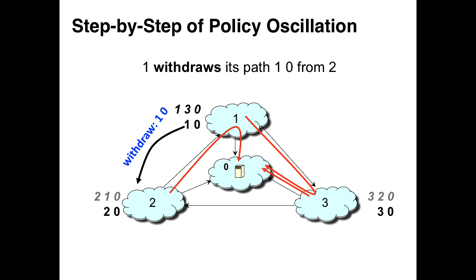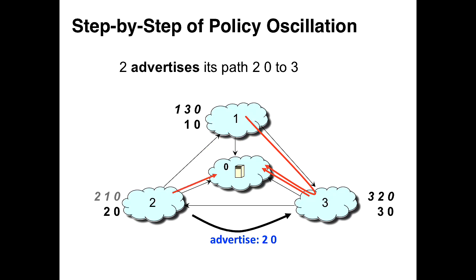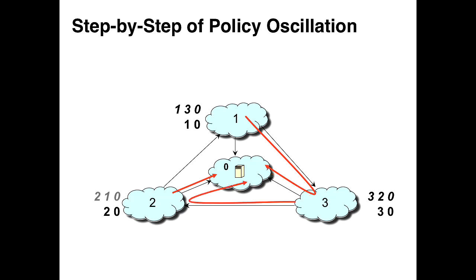It's going to withdraw the route 1, 0. It's going to tell 2, I do not have that path 1, 0 anymore, because that's not the path it's following. So what is 2 going to do now? 2, 1, 0 was just taken away. What is 2's path? 2, 0, right? Now let's say 2 advertises to 3 the path 2, 0. 3 says, I have a nicer path. 3 now goes 3, 2, 0.